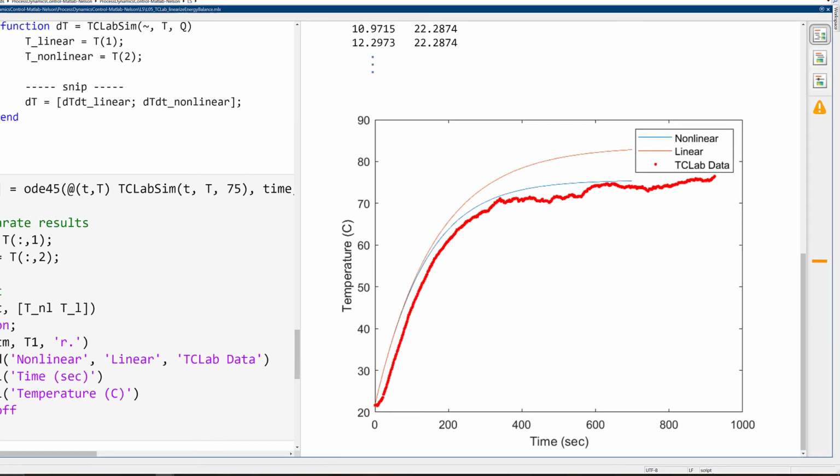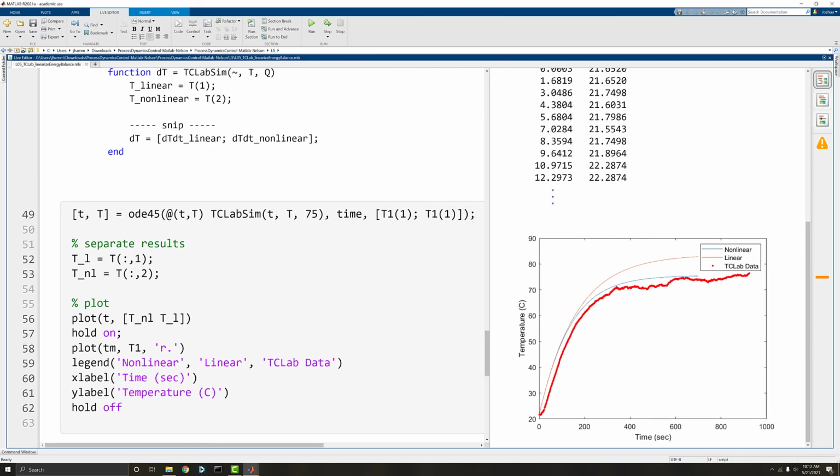Hopefully it makes sense. Just to review, we're looking at linearized models of our lumped parameter model of the temperature control lab. To do so, we take the derivative with respect to temperature and with respect to the heater setting and make a model that is with respect to both those deviations. To do that, we calculated gamma and beta, and we put it in, and then we used ODE45 to simulate both linear and nonlinear models.